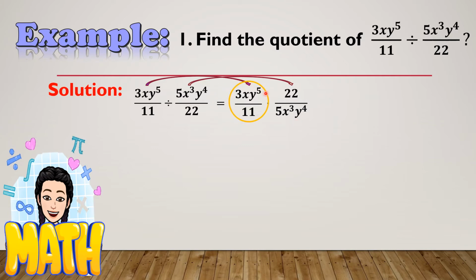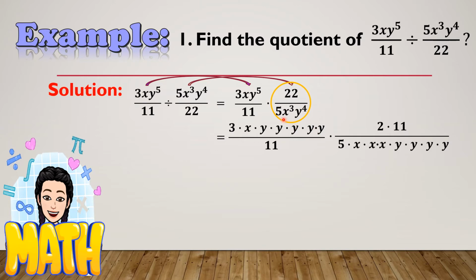After that, express as factored form ang ating numerator at denominator. So, we have this as factors. And then, for the denominator, 11 na lang since prime naman. Next, 22 is equal to 2 times 11. And then 5x cubed y raised to 4 is equal to this. After natin sila ma-express as factors, di-divide na natin ngayon ang mga common factors sa numerator at denominator, tulad ng x, y, y, y, y, at 11.